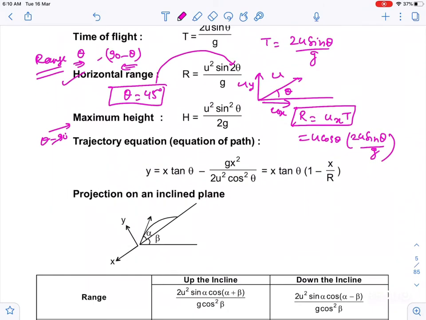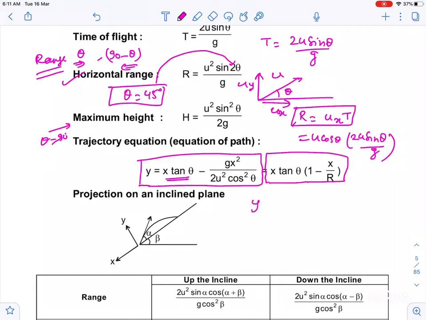The equation of trajectory you can also remember as a result: y is equal to x tan theta minus half g x square upon u square cos square theta. Most students find it difficult to remember, but it is not difficult, guys. If you forget in the exam, you can derive it in 2 minutes. In range format it is y = x tan theta (1 minus x by R). I have taken x tan theta common and written it like this.